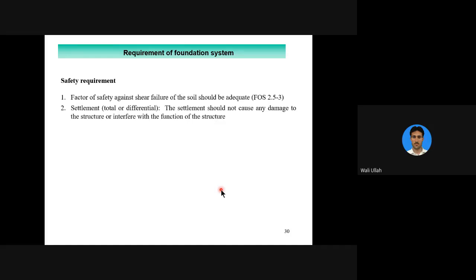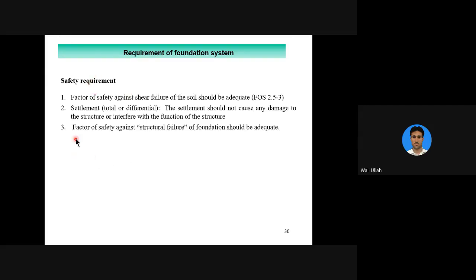Like the one in the example I explained, settlement, which is total or differential, should be within the limits. You have to design the foundation such that the settlement caused by the loads are within the limits of the superstructure, so that there is no cracking or aesthetic problem, doors don't jam. These two are the geotechnical requirements.